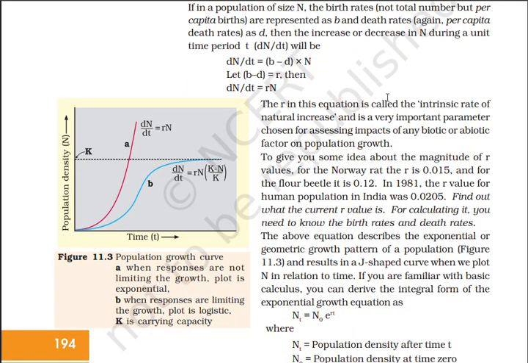The r in this equation is called the intrinsic rate of natural increase, and it is a very important parameter chosen for assessing impacts of any biotic or abiotic factor on population growth. To give you some idea about the magnitude of r values, for the Norway rat r is equal to 0.05, and for the flour beetle it is 0.12. In 1981, the r value for the human population in India was 0.0205.